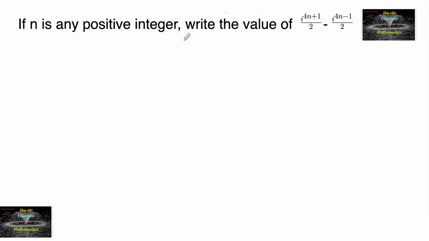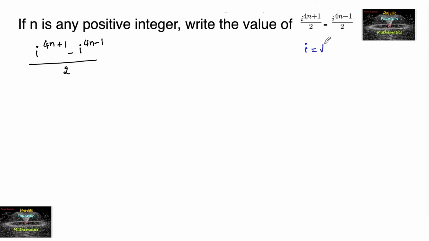If n is any positive integer, write the value of (i to the power of 4n plus 1 minus i to the power of 4n minus 1) upon 2.